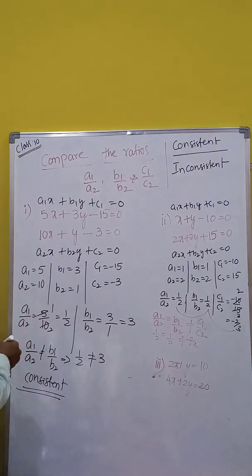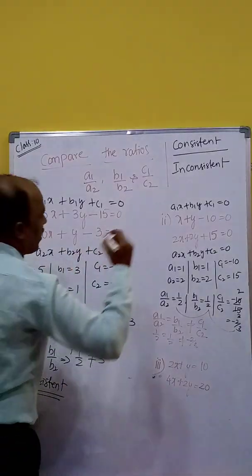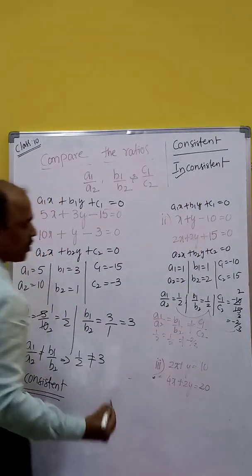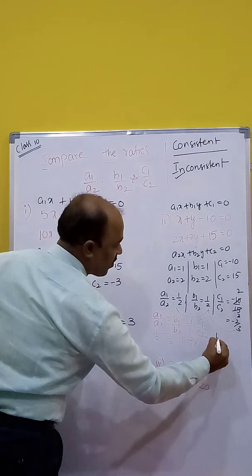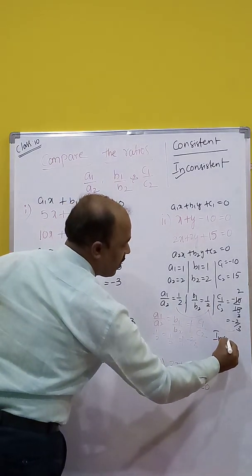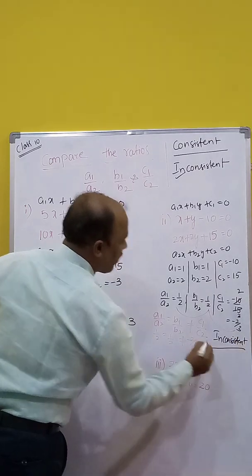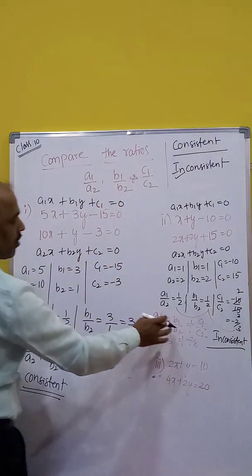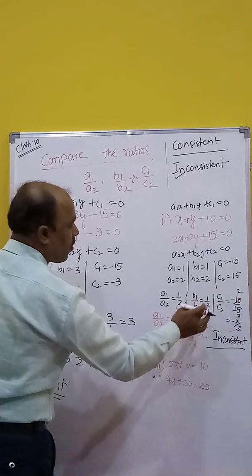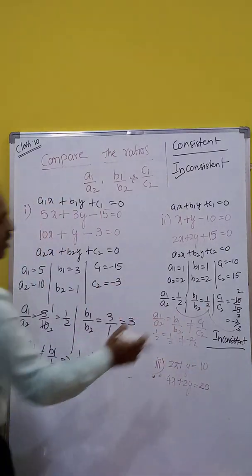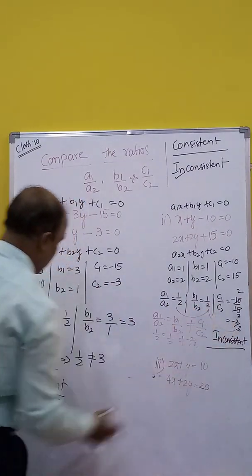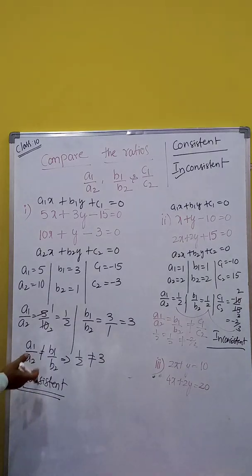What is the condition? First two are equal, then the last one is not equal. Then it is called inconsistent. There is no solution. What is this one? Inconsistent. Observe, children, here a1 by a2 is equal to b1 by b2, it does not equal c1 by c2. That means it is inconsistent. If the first two are not equal, consistent.